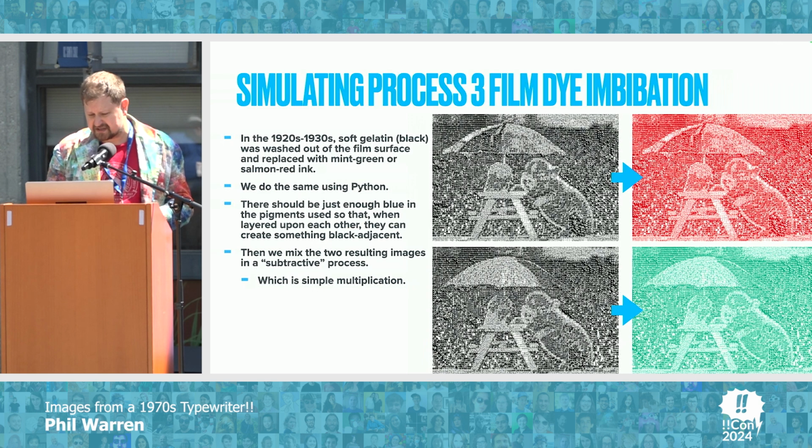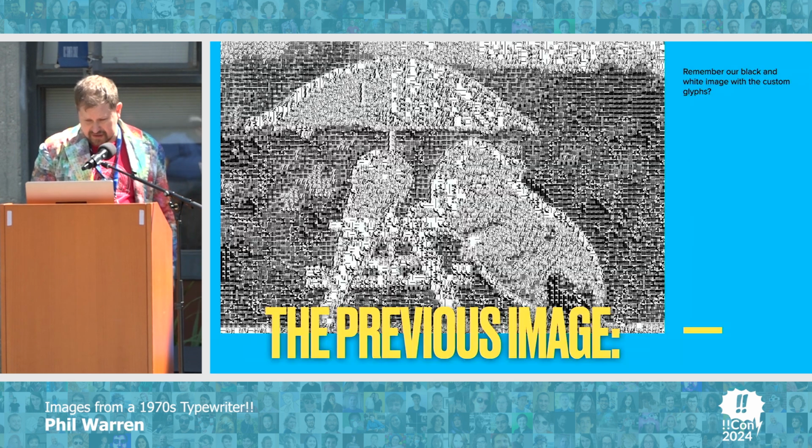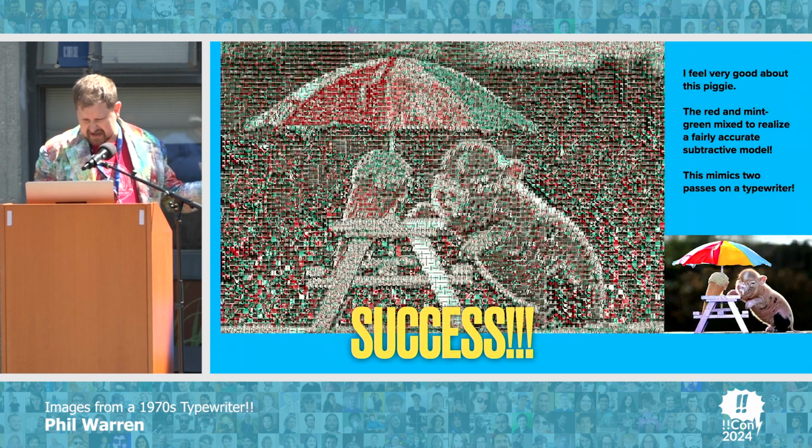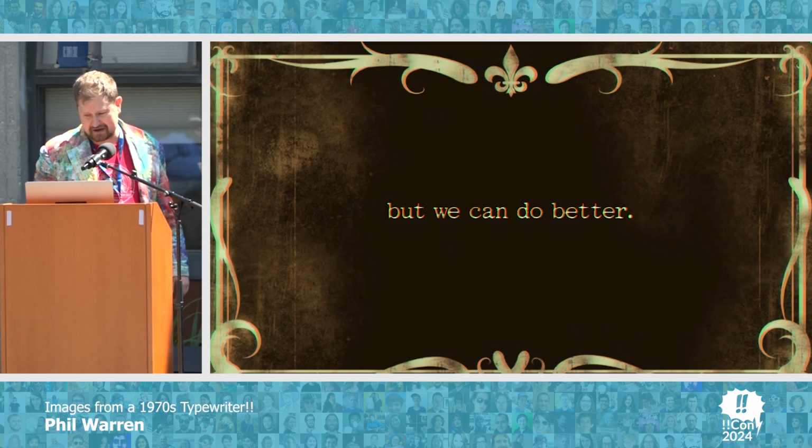Next, we simulate the dye imbibation process the film would have gone through in the 1920s. Instead of washing out the soft gelatin in the film, which was black, and replacing it with dye, we use Python to replace the black with either a salmon red or a mint green, leaving just enough blue in the pigments that when layered upon each other, they create something black adjacent. Then we mix the 2 resulting images in a subtractive process, which is simple multiplication in Mathland. So we go from this to this. Success. But we can do better.